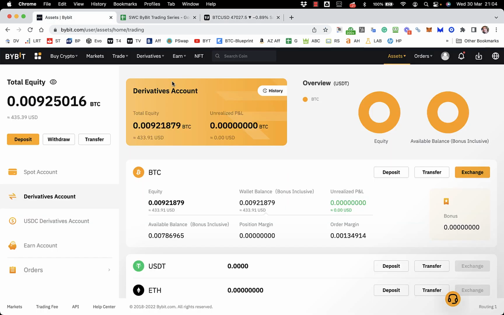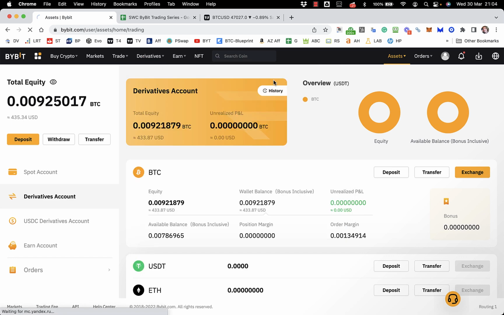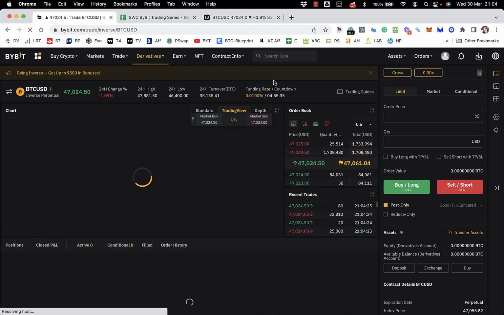So let's go to derivatives and then go to inverse perpetual BTC USD, and I've already moved the BTC across there from the spot account. I did that in the last video, so I think it's bouncing already. I've got my super slow internet connection, which is very annoying.